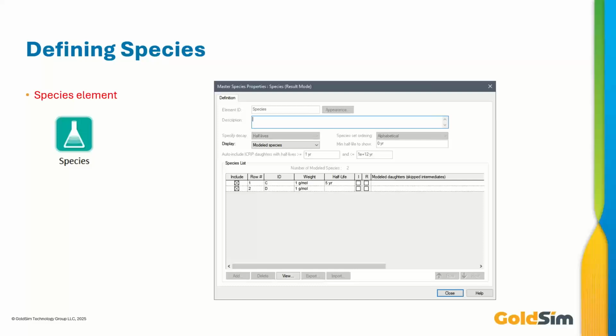So of these elements, and you will see these in a couple of minutes, obviously we define species. There's a species element that allows us to do that. GoldSim doesn't understand chemistry. You can define any species you want and name them anything you want. Now, if you're doing radioactive waste management modeling, GoldSim does have a built-in database. We won't talk about this today. It has all of the isotopes that exist in the world, and you can pull in all the data for those isotopes, basically their half-lives, their atomic weight, and who their daughter products are.